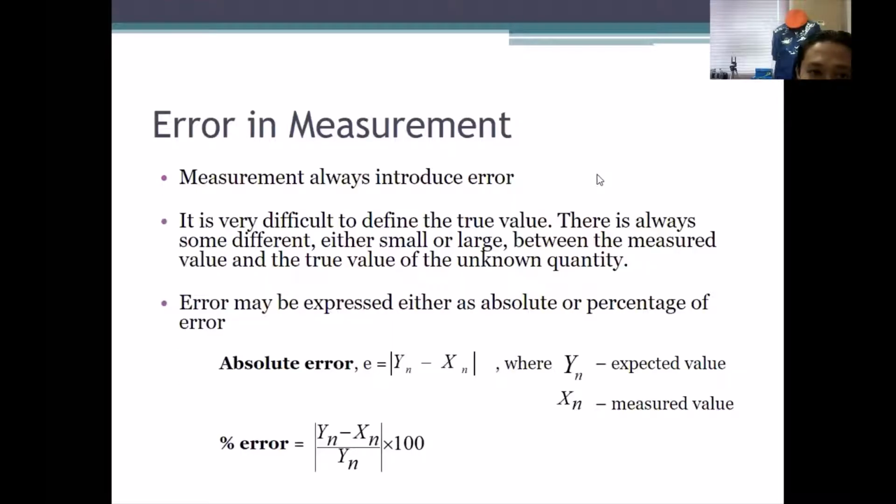Okay, so next is the error in measurement. When you do the measurement, you always introduce error. That's why I showed you yesterday. When we measure the battery, from the expected result we are supposed to get 14.8 volts, and then we use the digital multimeter and we got 15.08 volts. If you try another, maybe we can get 15.07, for example. So every measurement will introduce error. It's very difficult to define the true value. The true value is always different.